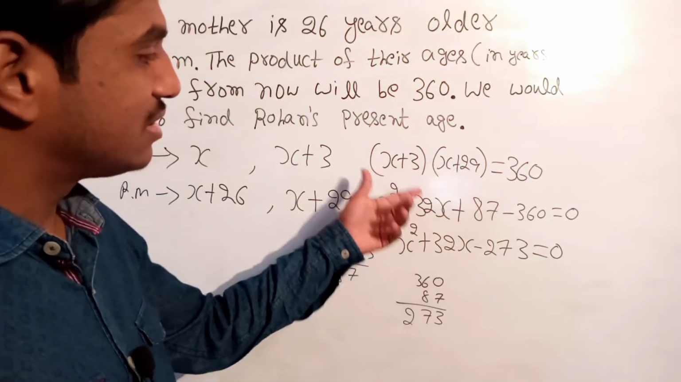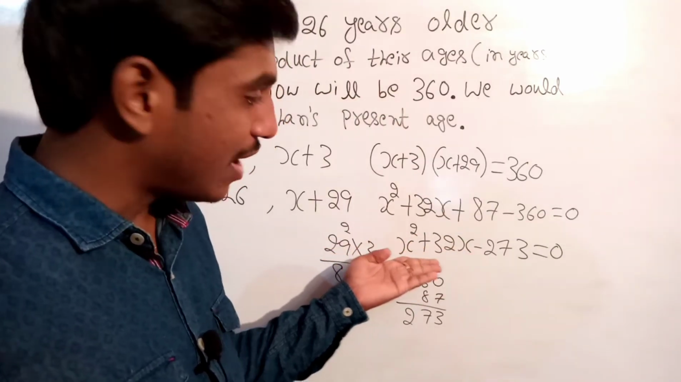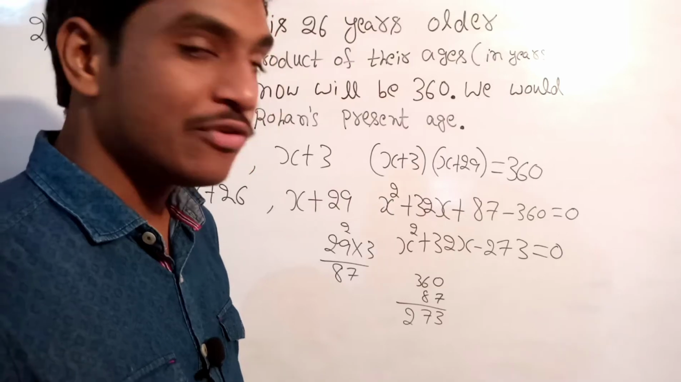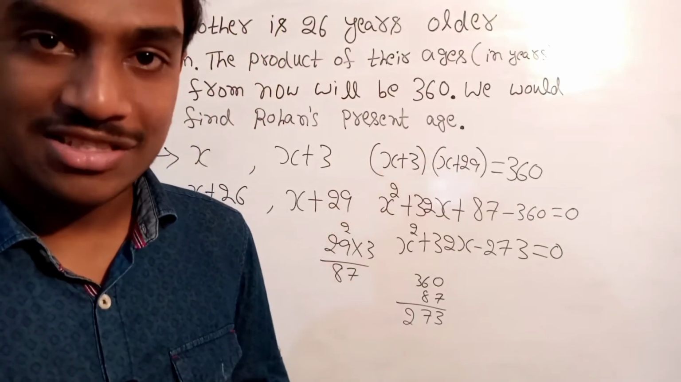So we have expressed the given situation in the form of a quadratic equation. Here the value of A is 1, the value of B is 32, and the value of C is minus 273. That's it about third sub question.